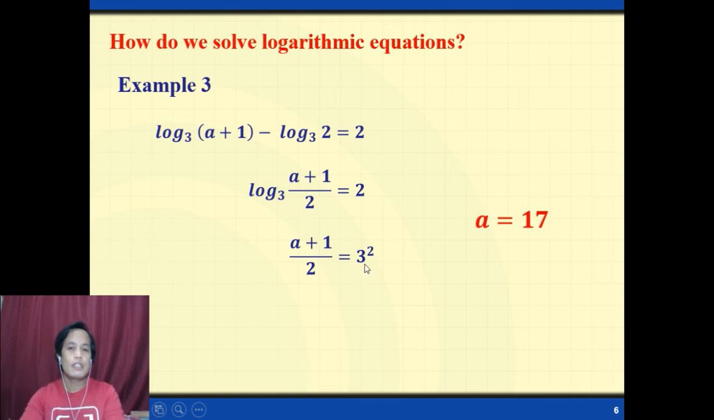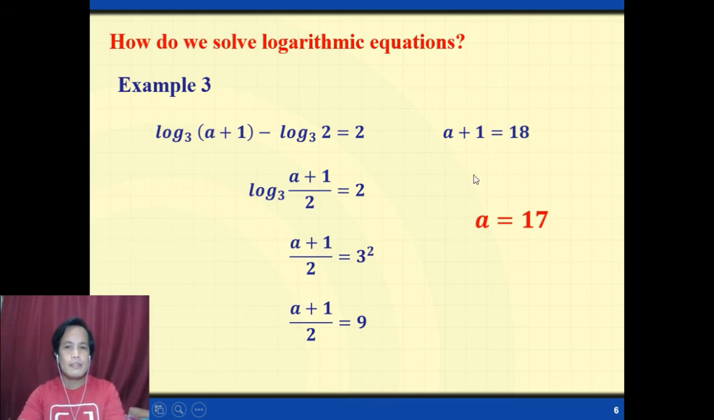Afterwards, we need to simplify 3 squared. That is 9. So we copy a plus 1 over 2 equals 9. Then we use cross multiplication. Every whole number is assumed to have a denominator of 1. So when we cross multiply, a plus 1 multiplied by the denominator of 9, which is 1, gives a plus 1. Then 2 times 9 is 18.